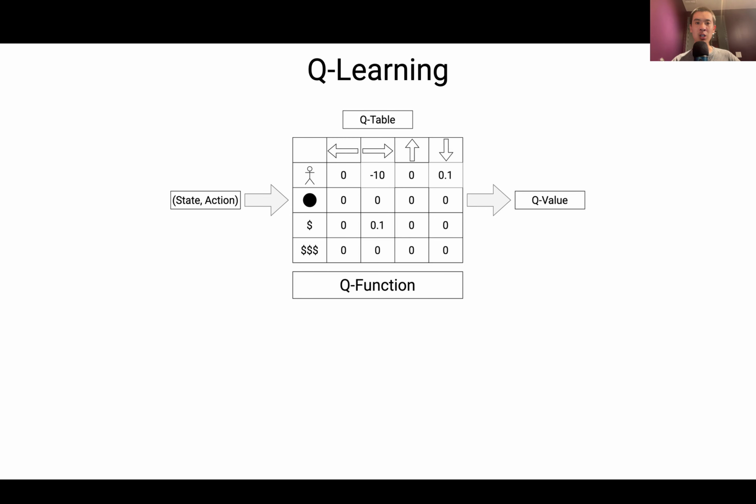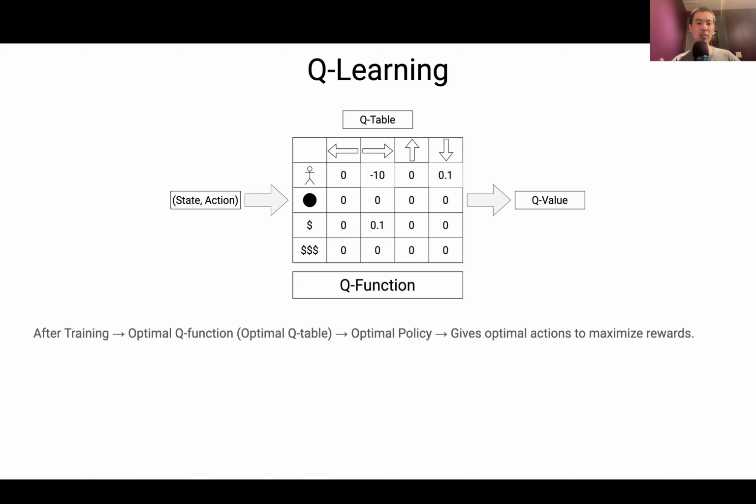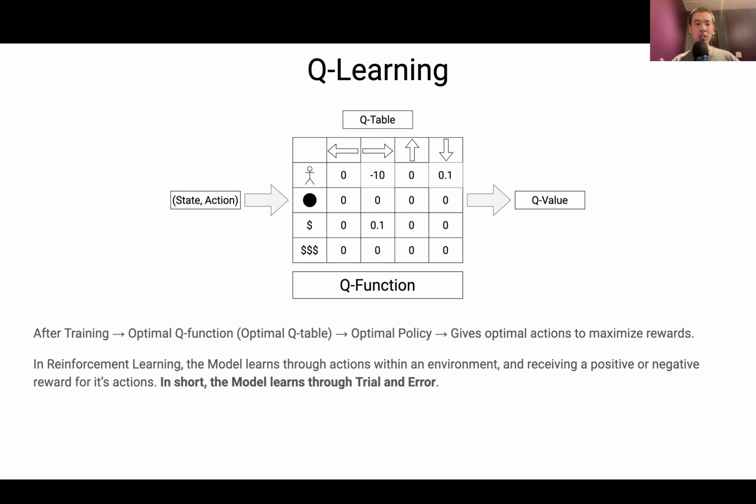So in the previous video, we talked about Q learning, where after training, we get an optimal Q function, which gives an optimal Q table, which gives an optimal policy, and that gives optimal actions to maximize rewards. In reinforcement learning, the model learns through actions within an environment and receiving a positive or negative reward for its actions. In short, the model learns through trial and error.